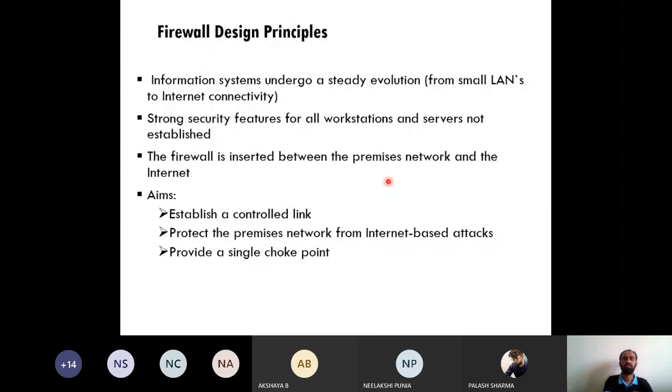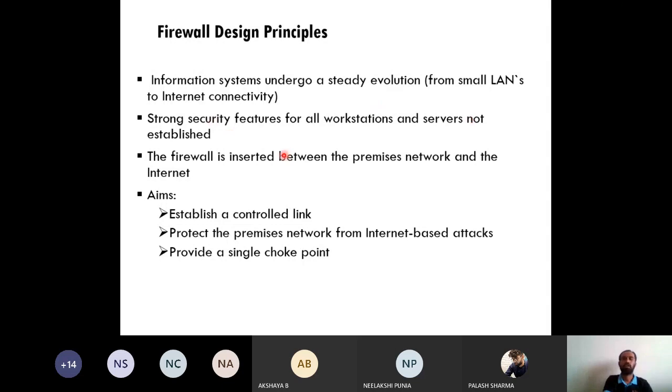The first and foremost is steady evaluation. It is not that I configured my device with the firewall in 2010, so you can't think that it will work for its whole lifespan. No. There is a necessity of upgradation, because of the many changes happening on the internet.